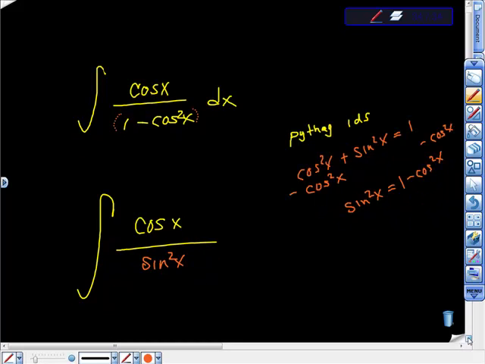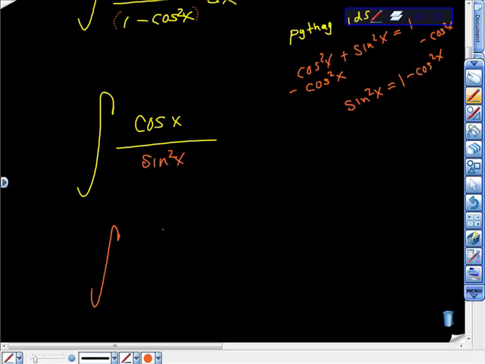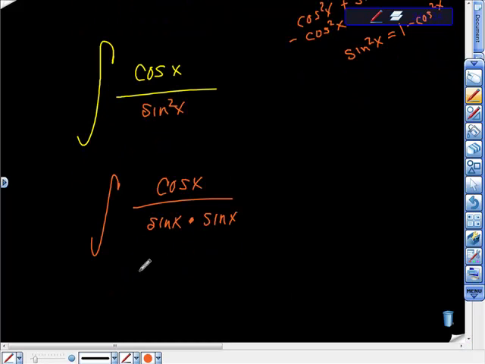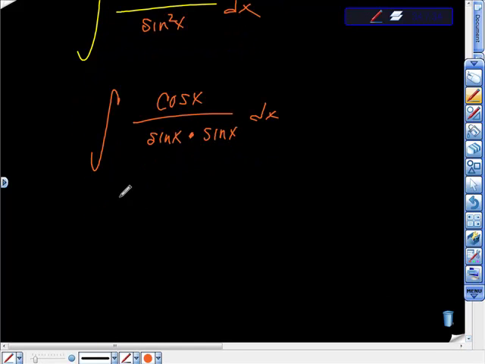You may not be thrilled yet, but hopefully you will be in a second, because I'm going to rewrite one more time. I'm going to say, you know what, this is the same as cosine x, isn't it? Sine squared x is sine x times sine x. This is a multiplication sign here. Okay? So now I can just partition this out and say, these all should have the x's at the end, shouldn't they? Sorry. Somebody was going to think about writing me a letter. So I'm just going to rewrite one more time, and hopefully you'll be able to see this. Cosine x over sine x times 1 over sine x.